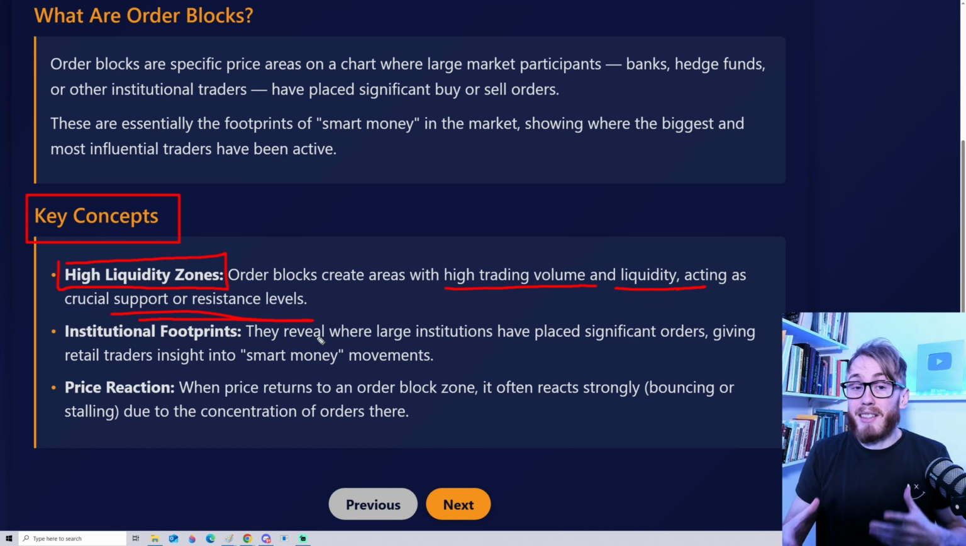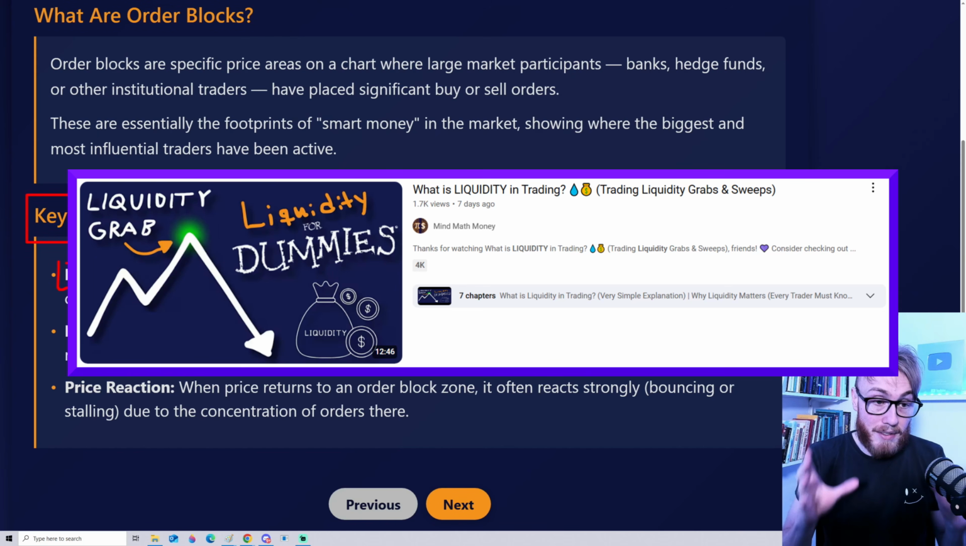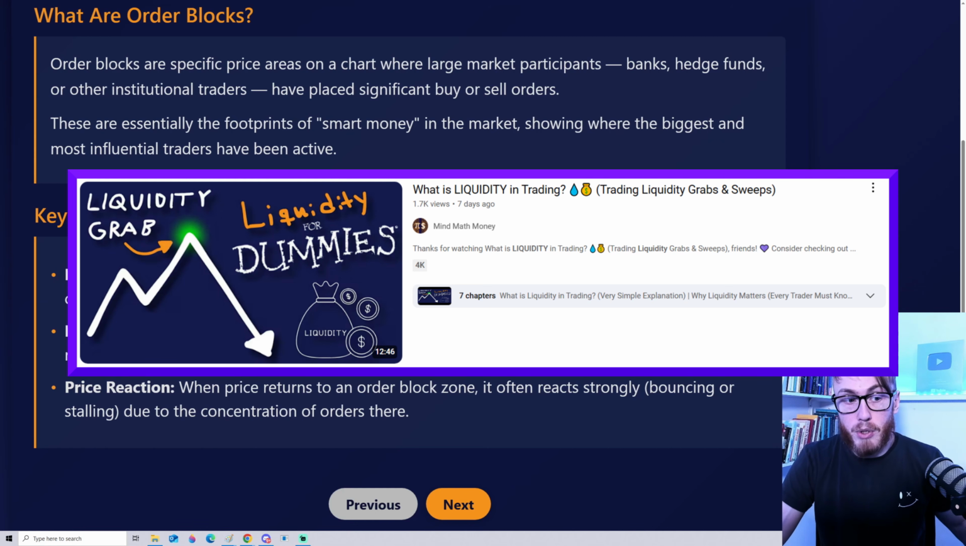levels. And by the way, guys, if you don't know what liquidity is, I highly recommend to check out this video right here. In that video, I go over both liquidity and also some important concepts called liquidity grabs and liquidity sweeps. And these concepts can be very useful if you want to trade order blocks.